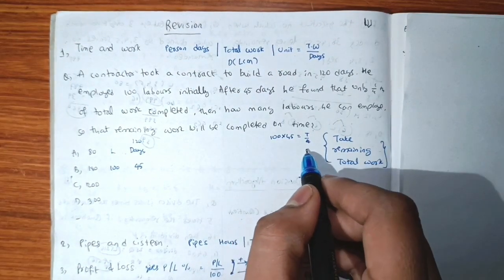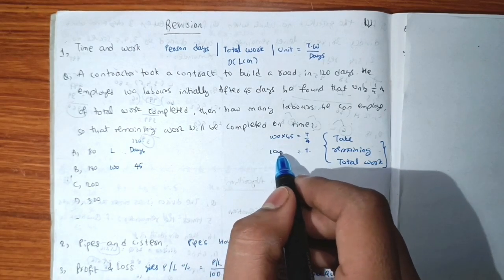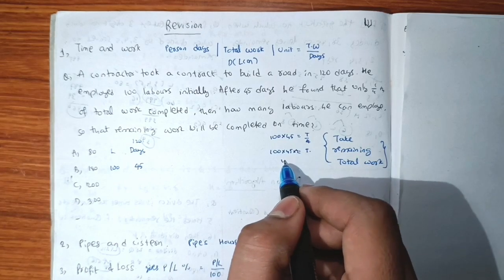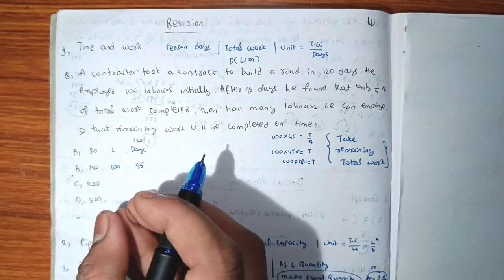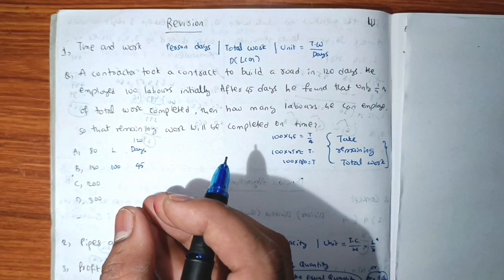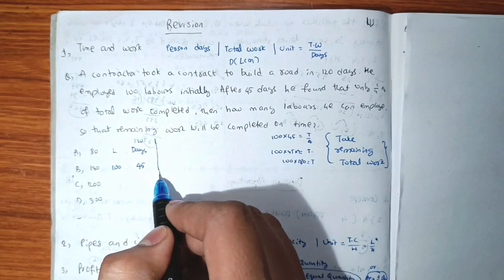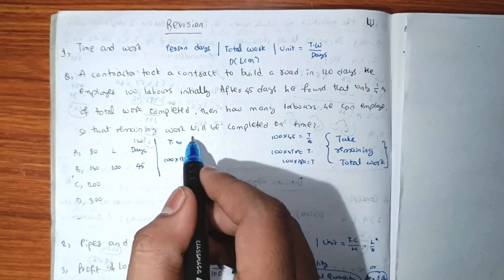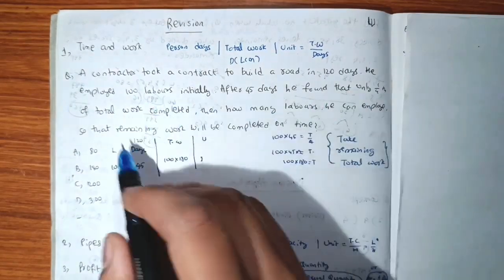So the total work will be the multiple of 100 into 45 into 4, which is nothing but 100 into 180 days. With 100 workers he is going to complete in 180 days. So the total work is 100 laborers with 180 days of work, and the unit will be 1.